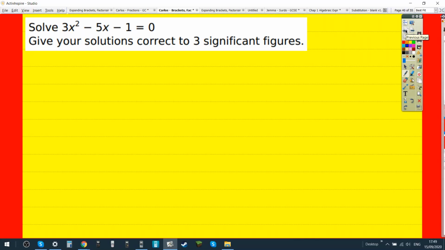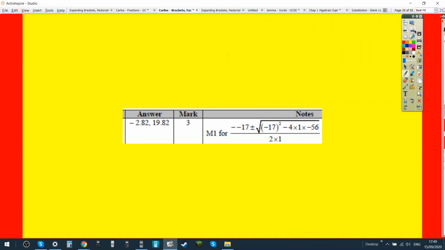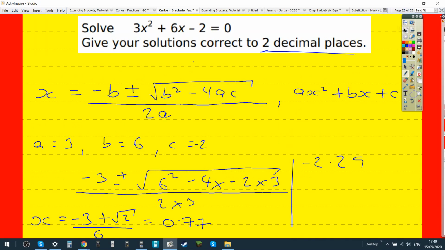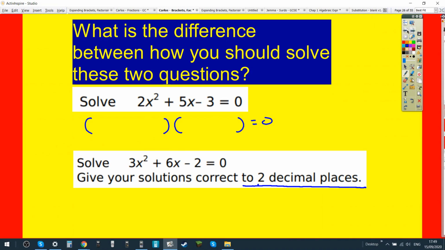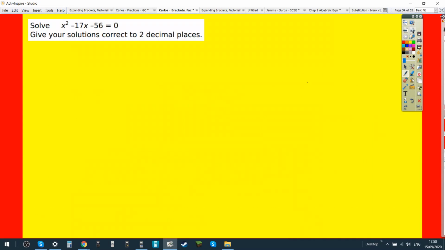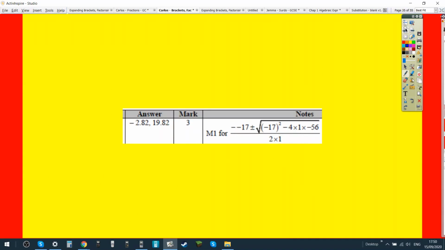You might try to factorize it. You might try to do different things. It says to 3 significant figures, and so that means you use the quadratic formula. If it says 2 decimal places, something like that, quadratic formula. Or if it just says solve it, and it doesn't say to any decimal places, you won't be using the quadratic formula. There'll be an easier way to do it, which would be factorizing.